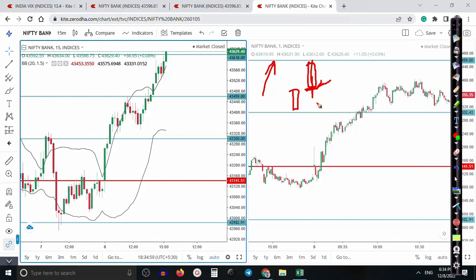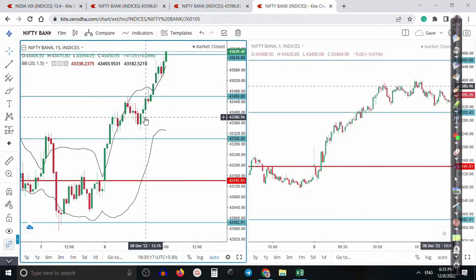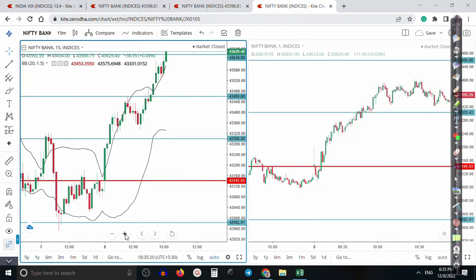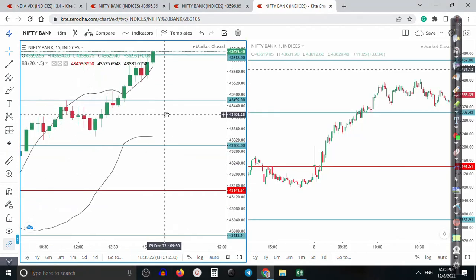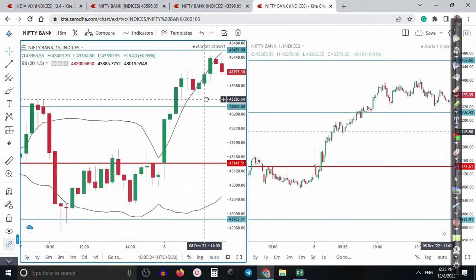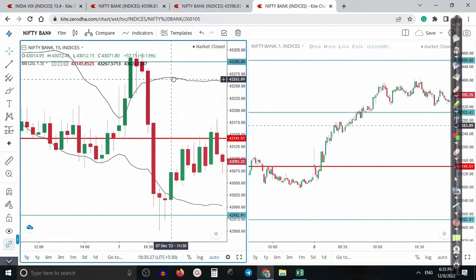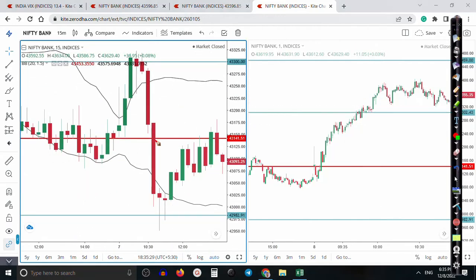So why are we entering? You can see when a bullish candle forms, the next candle opens, then gives a little bit of a pullback, and then we enter again. You can see it happens 90% of the time. Let me zoom in a little bit.